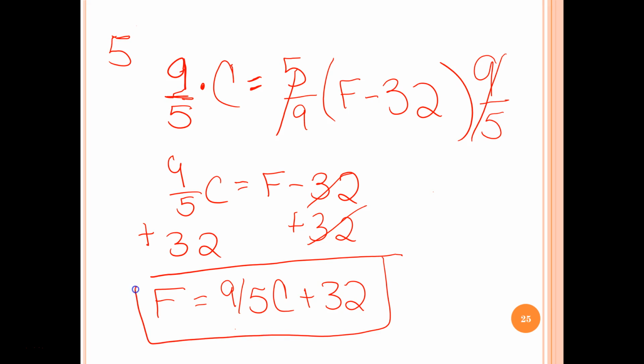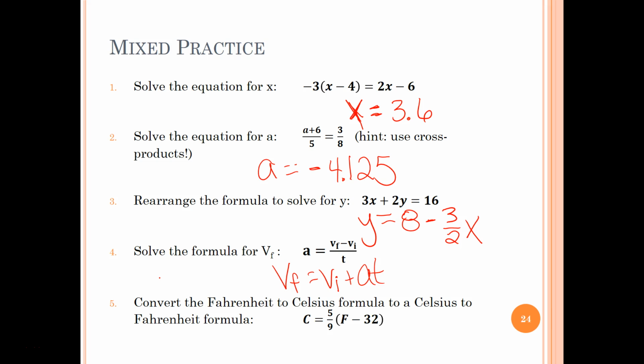Okay, we've done it. We've covered all of it. Now, this should help you with your solving equations and solving formulas worksheet.